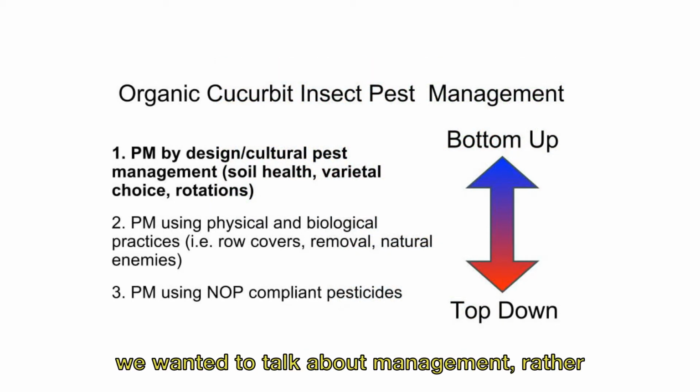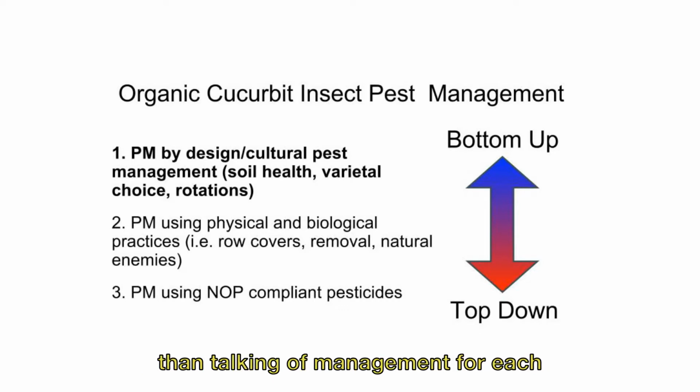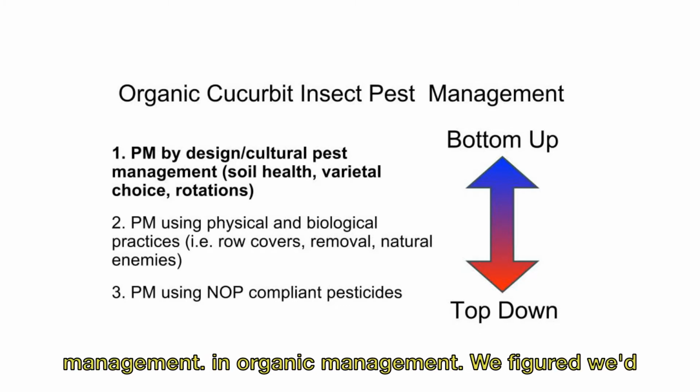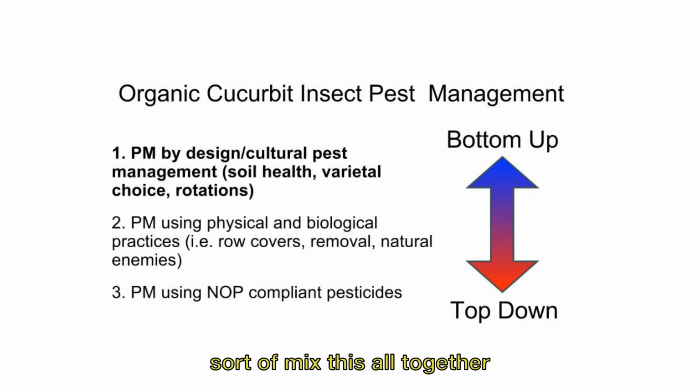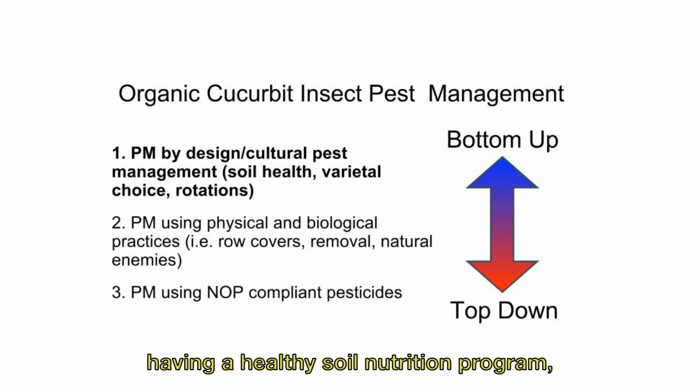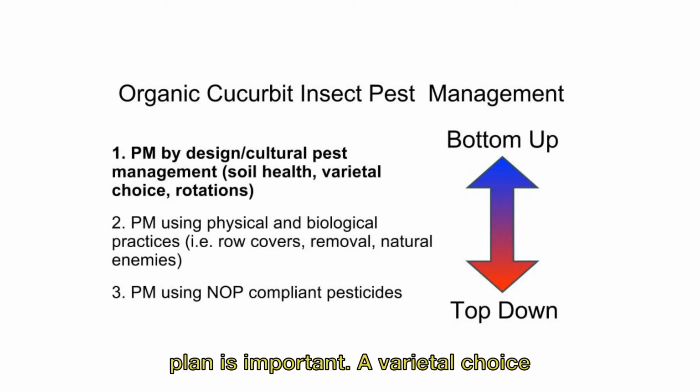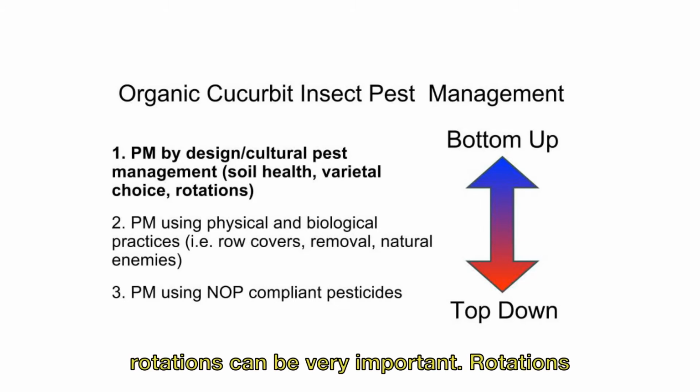So next we wanted to talk about management. Rather than talking about management for each of these pests, because the management tactics we have are fairly limited in organic management, we figured we'd sort of mix this all together because there's a lot of commonalities between them. So the place to start is by design or cultural pest management. And this is where having a healthy soil nutrition program, using composts or other organic soil amendments to make sure that you're promoting a healthy soil and a healthy plant is important. Varietal choice is very important. And then rotations can be very important.